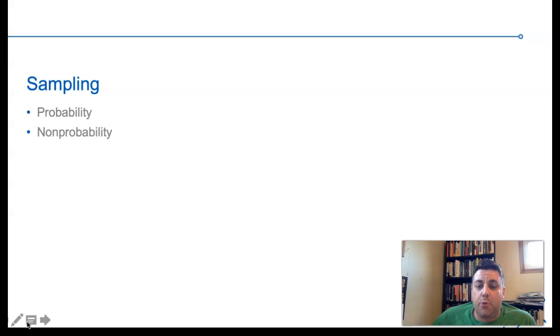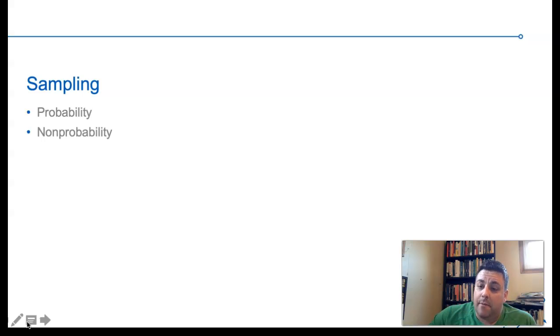So there are two broad categories of sampling, and it's useful to think about them in these categories. There are probability sampling methods and non-probability sampling methods. Now let me give you two guidelines for how to interpret sample size. In general, the larger the sample, the better.